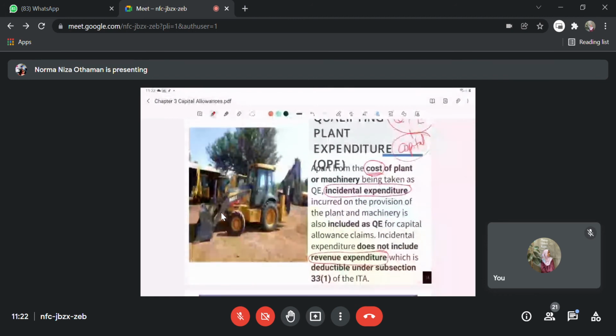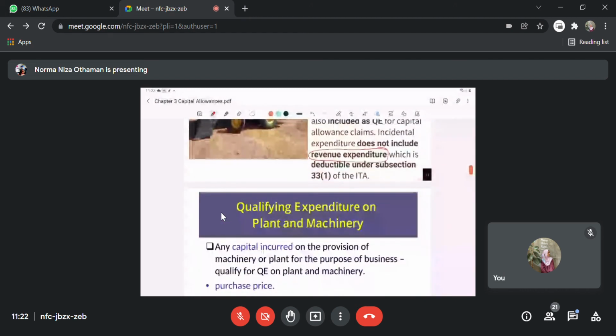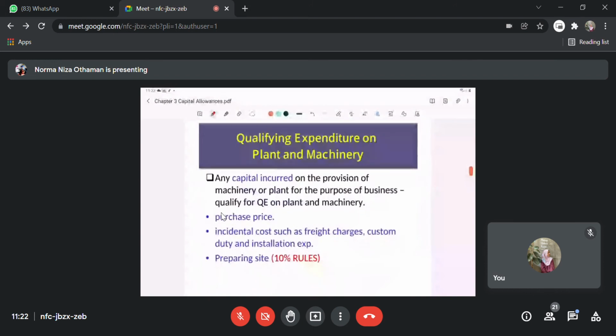Clear. Okay, cost plus incidental cost and then must be capital. So itu adalah dia punya konsep. Okay, so ini item lagi dalam qualifying expenditure atau QPE, qualifying plant expenditure, sama lah plant and machinery.